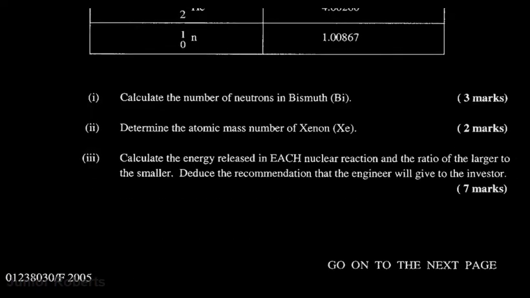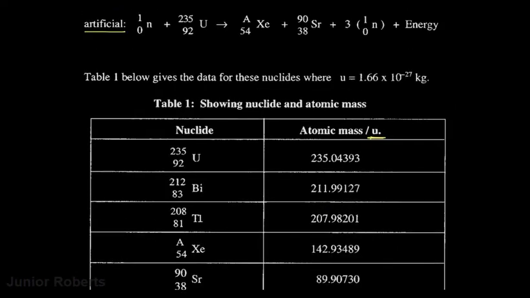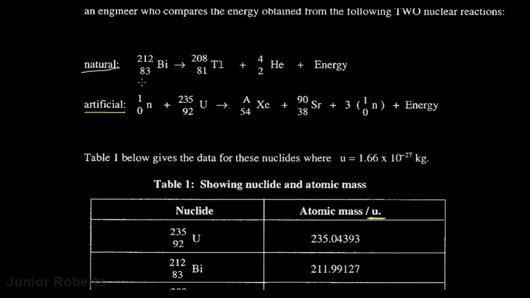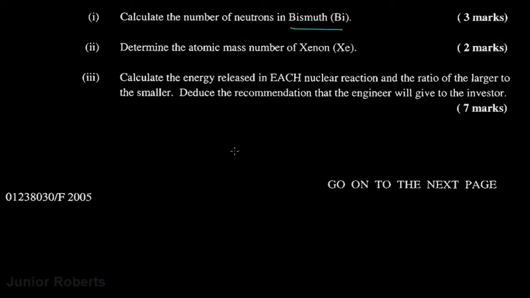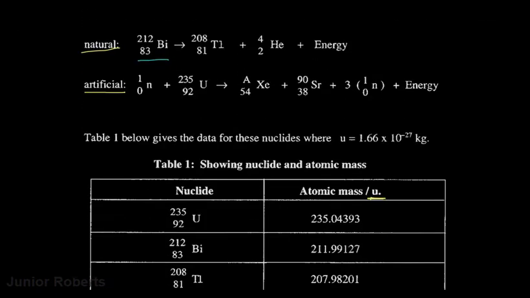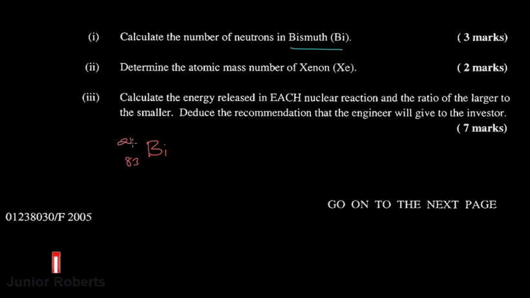First, we need to calculate the number of neutrons in bismuth. To do that, we're going to look back at our equation. Here's our bismuth element, and we want to know the number of neutrons. So we're going to take this information and write it below. We'll have bismuth, with atomic number 83 and mass number 212.